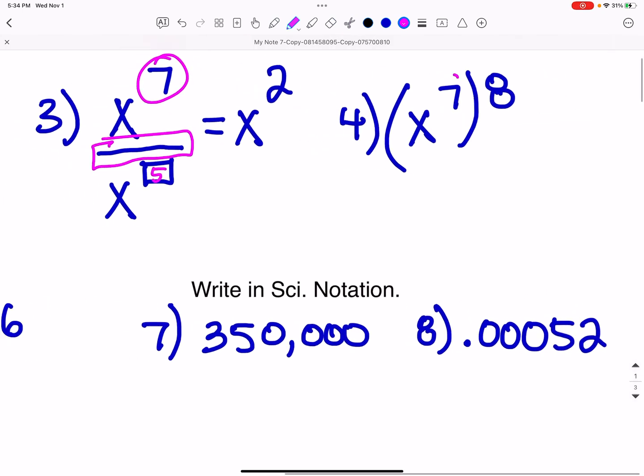This is powers. X to the seventh power to the eighth power. That's powers. One less than powers is multiplication. This is x to the 56th power.